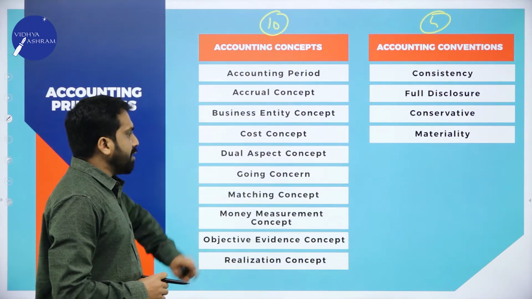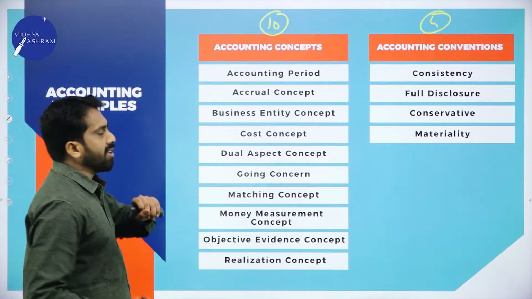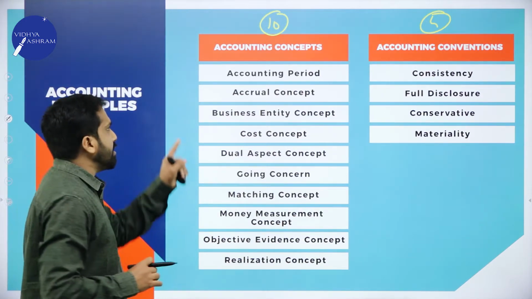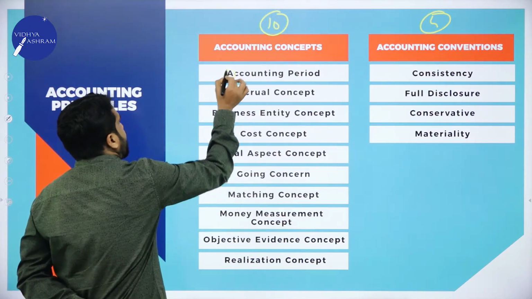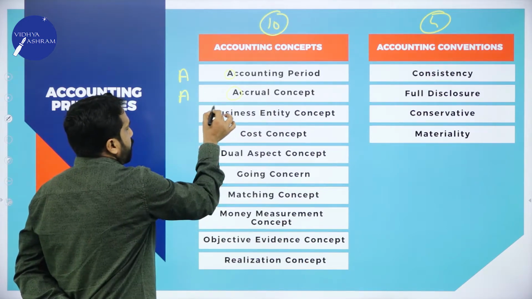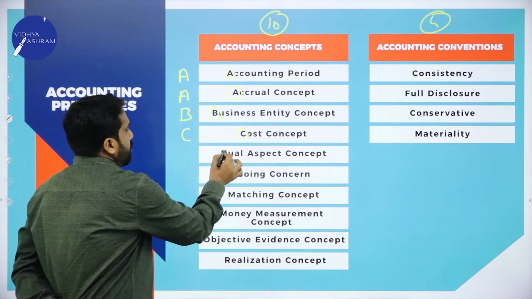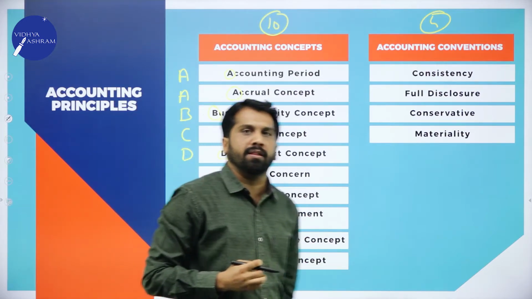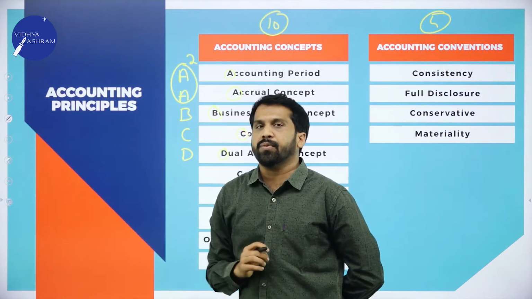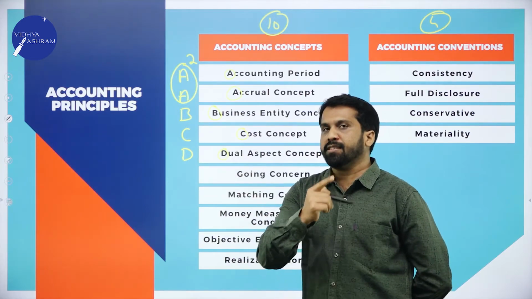Now, we are done with logic. What is the magic to remember all this? What is the first one? Accounting period. We'll take out all the first letters. Accounting, we take out A. From this, A. From this, B. From this, C. Now we have 2 A's, we can call it A square. After A, what will come? B. After B, C. After C, D.